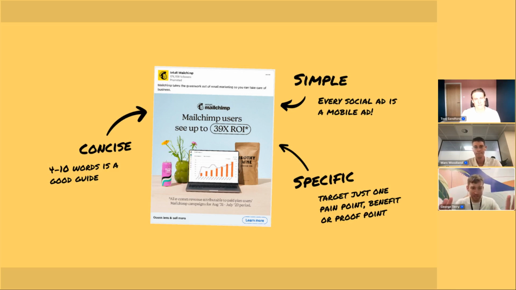They tend to be very concise. So I always say for our copywriting team and myself, 4 to 10 words max. And you really just want a nice short headline, maybe a short subhead as well, but really a short, punchy headline, 4 to 10 words. That should be everything that you're trying to say. And finally, they're really specific, right? Because you don't have a lot of space to work with, and you're not going to be able to cram too many things in there. So I like to target just one pain point, benefit, or proof point per ad. And I think that's a good way to focus in.